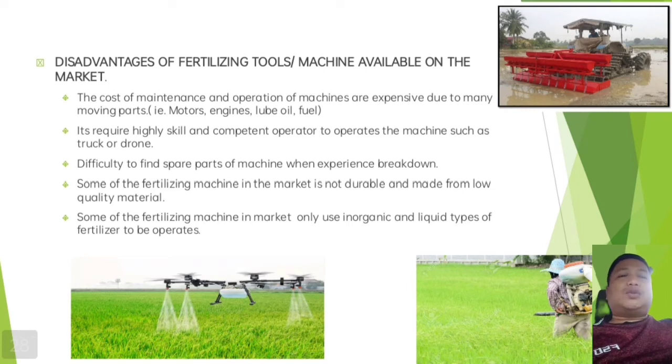The disadvantages of the fertilizing tools or machines available on the market: the cost of maintenance and operation is expensive due to many moving parts, for example motor, engine, lube oil, and fuel. They require a highly skilled and competent operator to operate the machine, such as a truck or drone. It is difficult to find spare parts when the machine experiences breakdown. The fertilizing machines on the market are not durable and are made from low quality material. They are only for liquid type fertilizer.